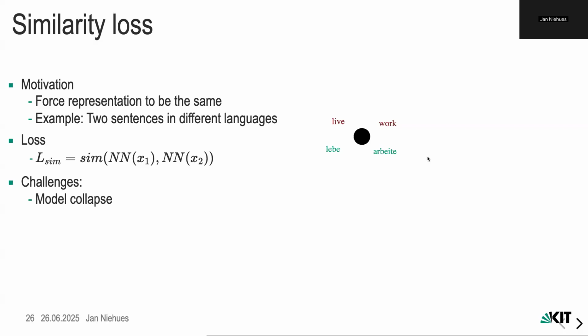Problem is, you can't also achieve all the other things. So it might not be a very good representation, because there's just no information anymore, which of course also means there's no information anymore whether they're different or not. And that's why just taking the similarity loss and only optimizing for that typically doesn't work.